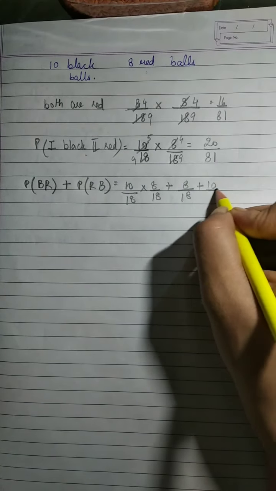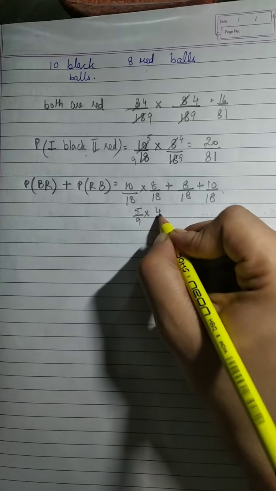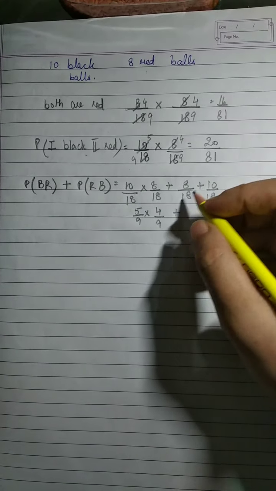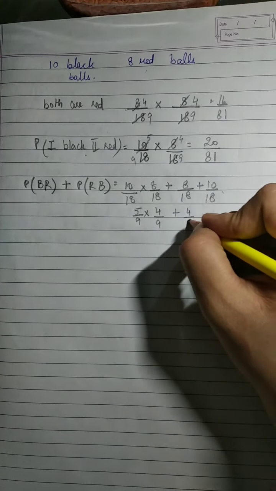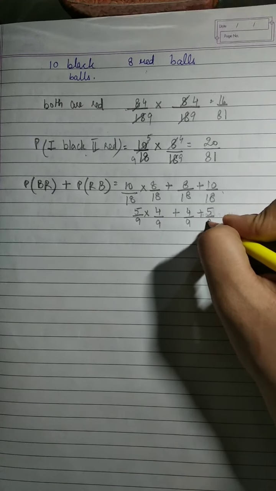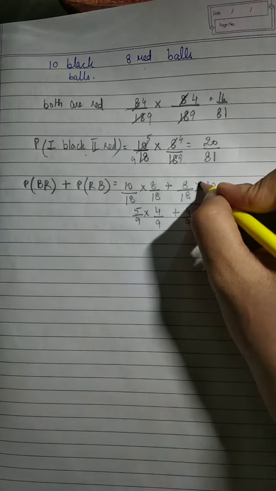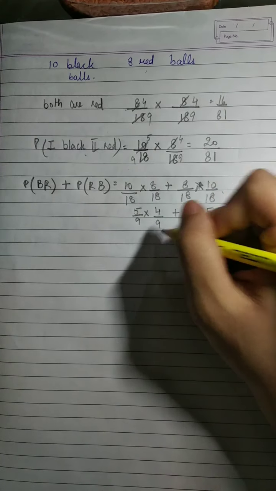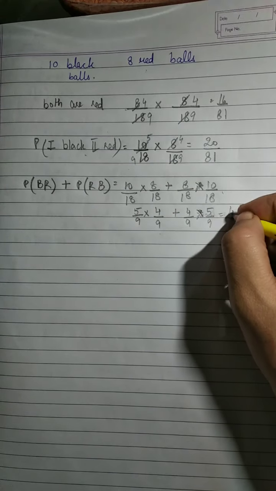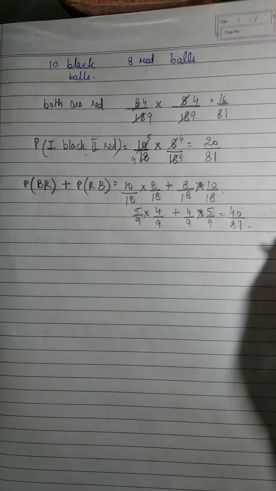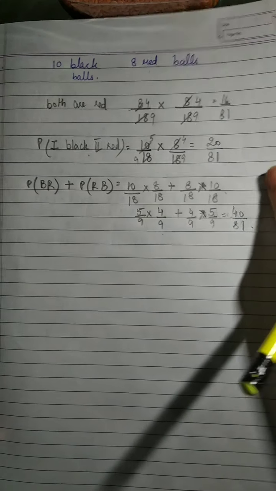That is 5 upon 9 into 4 upon 9 plus 4 upon 9 into 5 upon 9, multiplied. This is multiplication. So this is 20 upon 81 plus 20 upon 81. So that becomes 40 upon 81 as the favorable outcome.